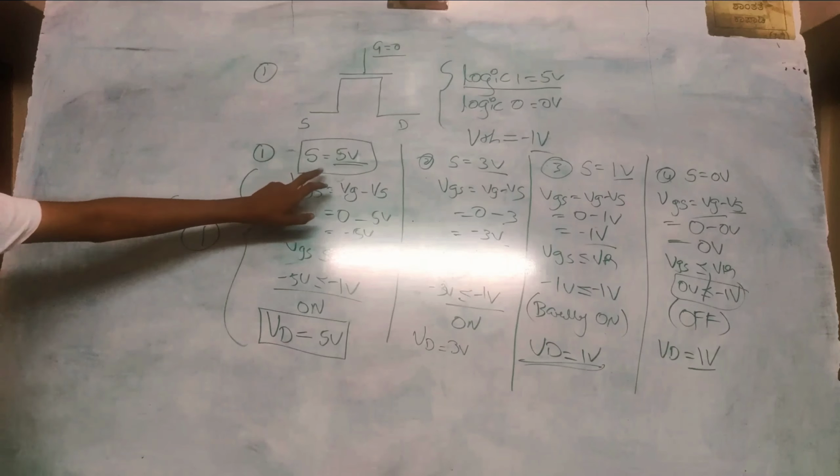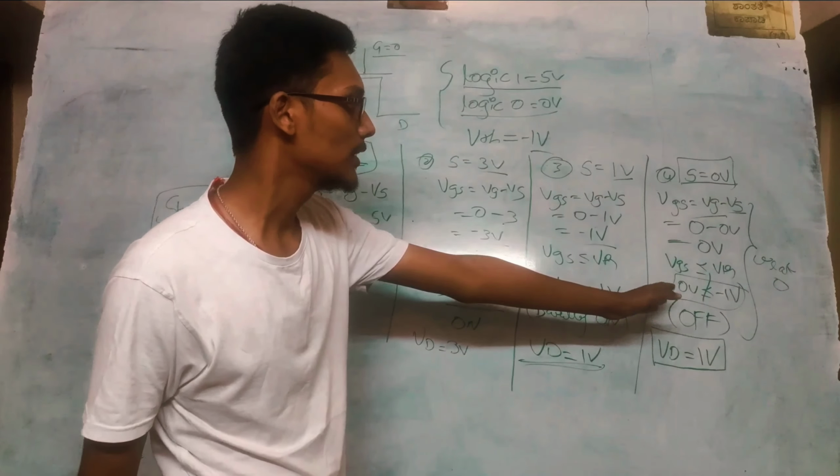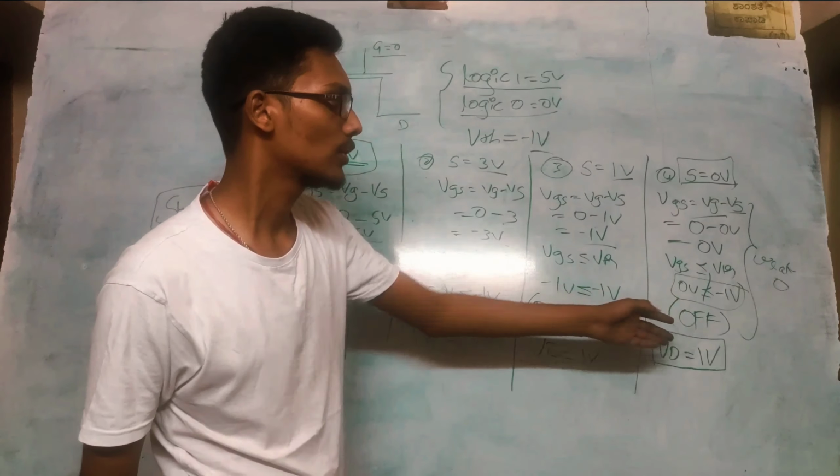In the last case, I applied logic 0 to the PMOS, but I didn't get a 0. Instead, I got 1 volt at the drain output. This is known as weak 0. It would have been strong 0 if I had got 0 volts here, but what I am getting is 1 volt, which is not like logic 0. So this concept is called weak 0. The conclusion is that PMOS gives strong 1 and weak 0.